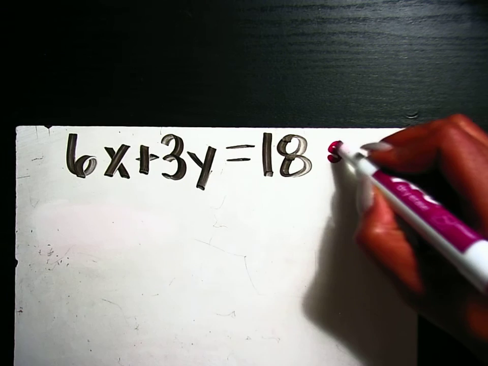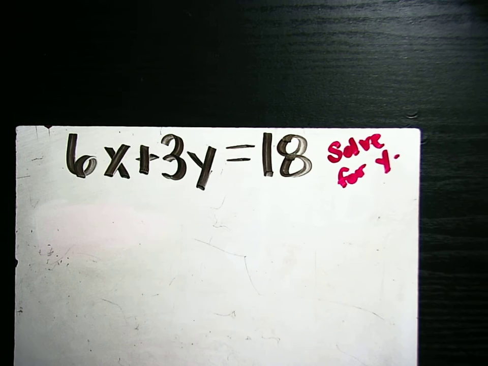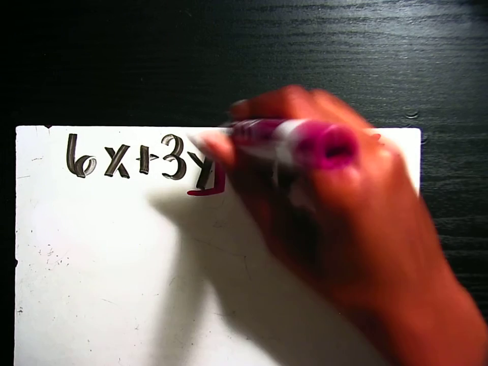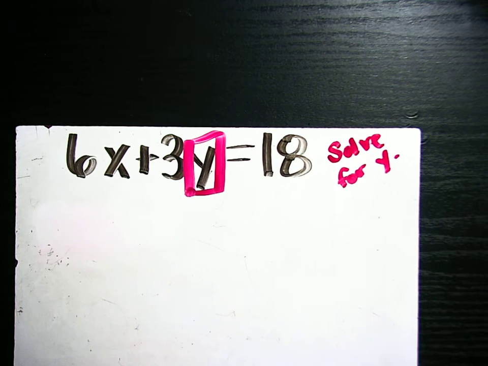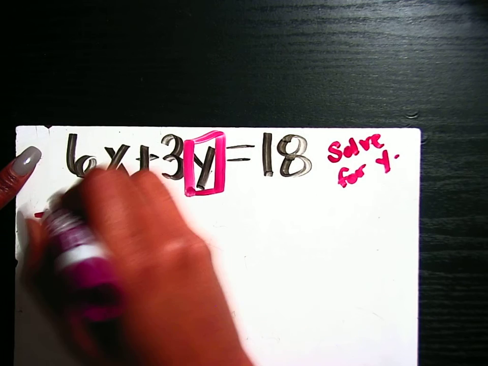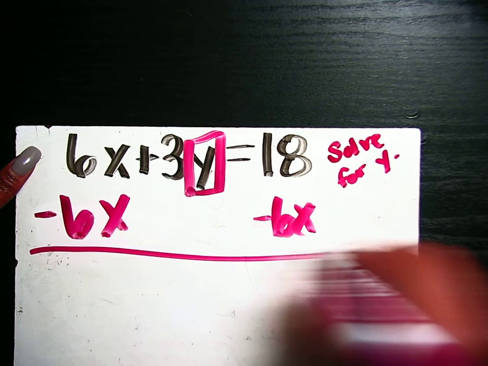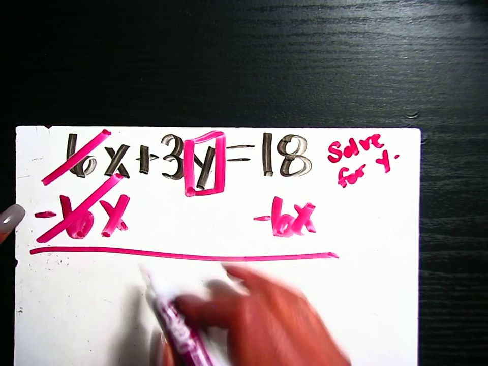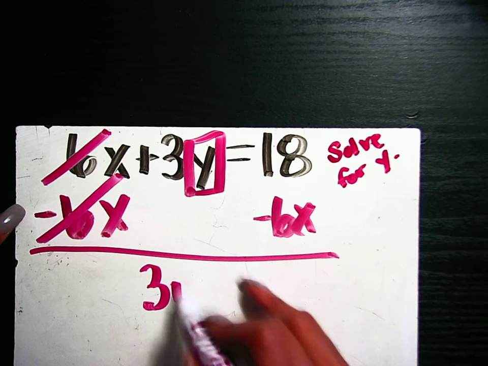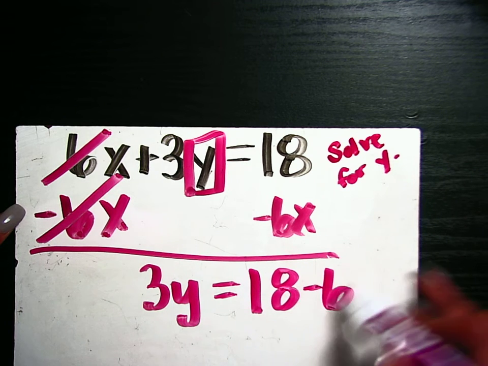All we have to do is solve for y. So, I'm trying to get this y variable by itself. The first thing I'm going to get rid of is this 6x, because it's just over here by itself. Nobody needs it. So, the opposite of a plus 6x is a minus 6x. Positive 6x minus 6x cancels out. So on this side, I'm left with 3y is equal to 18 minus 6x.